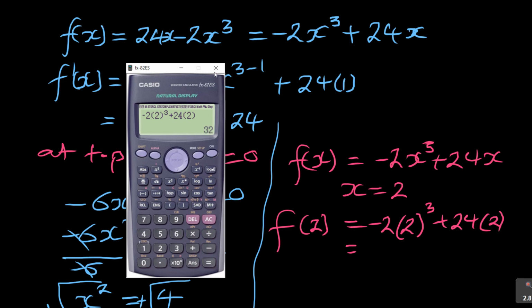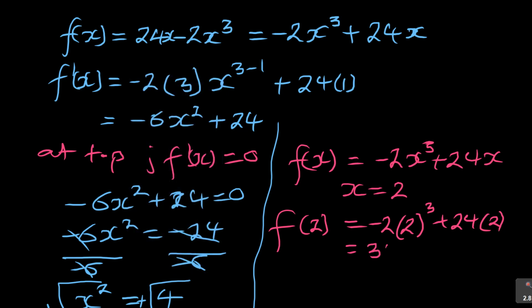Alright, so you get 32. That's the first part. And then if you have to put it in coordinate form, what do you have? You have when x is 2, y is 32. That's the first turning point.